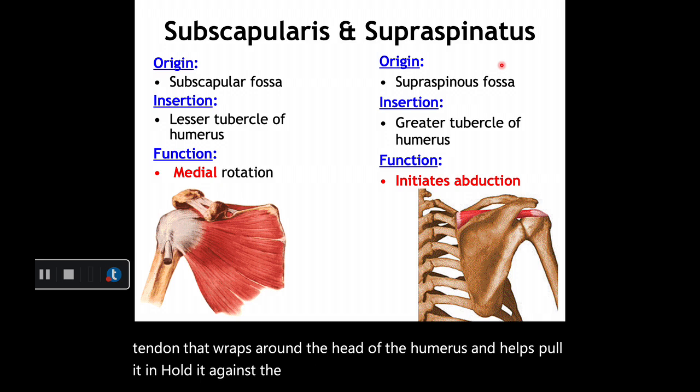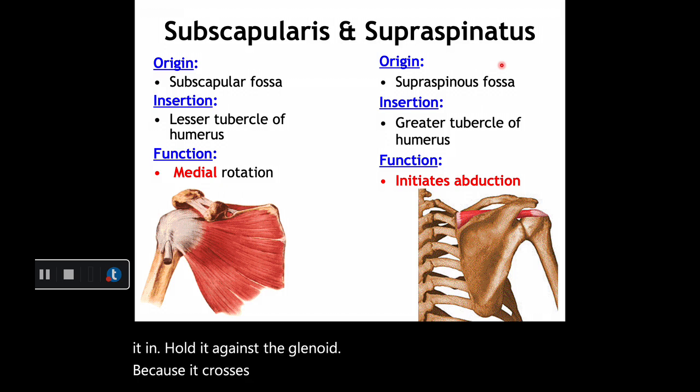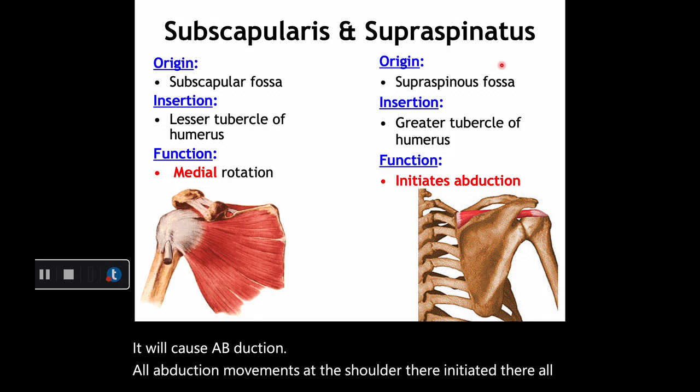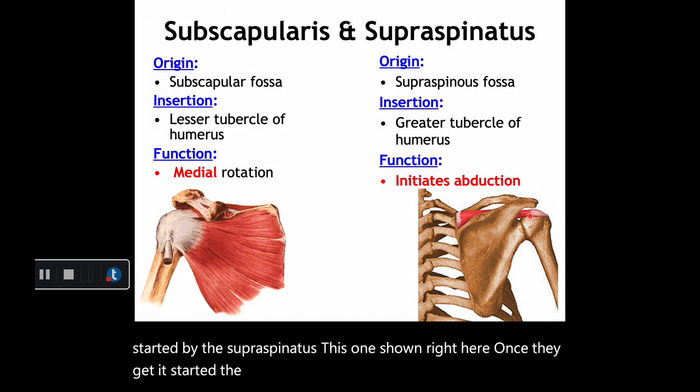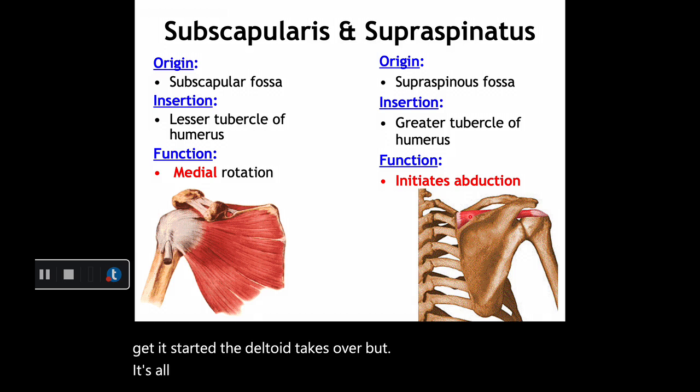And because it crosses right over the top of the humeral head, when it contracts, it will cause abduction. Actually, all abduction movements at the shoulder are initiated, they're all started by the supraspinatus. This one's shown right here. Once they get it started, the deltoid takes over, but it all begins with the supraspinatus.